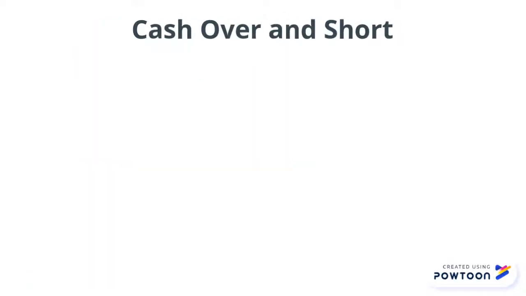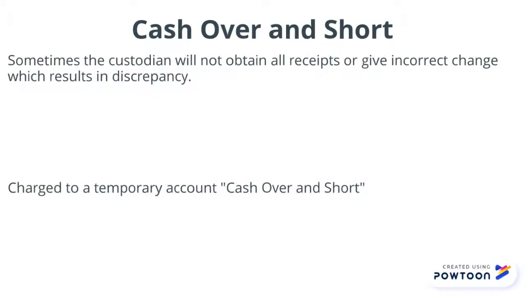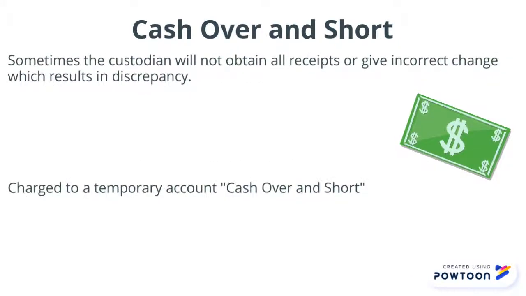When this is not done, you get cash over and short. Sometimes the custodian will not obtain all receipts or give incorrect change, which results in a discrepancy. This is charged to an account called cash over and short, which is a temporary account which may have a debit or credit balance depending on the situation.